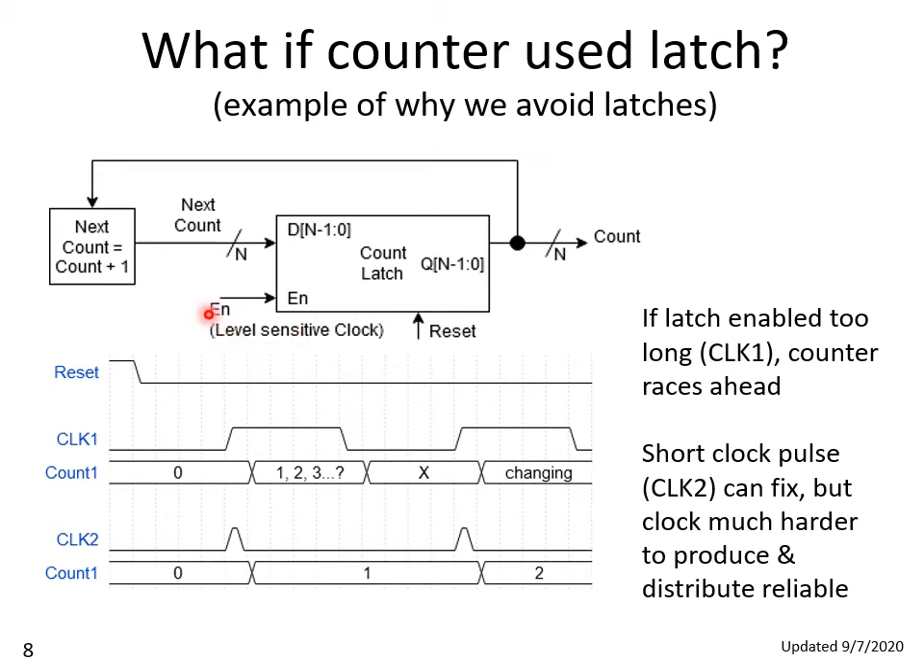So if the enable is asserted, the latch stores the next count, because the value of the latch only stores the next count while the enable is asserted. Now it's level sensitive, which means the entire time this is asserted, the value of next count is being passed through the latch. That's why they're sometimes called transparent latches. The input just feeds straight through to the output. Well, think about what happens if this is enabled for too long.